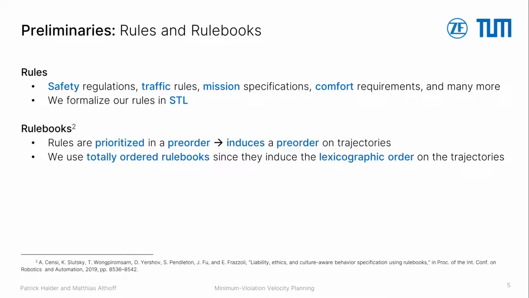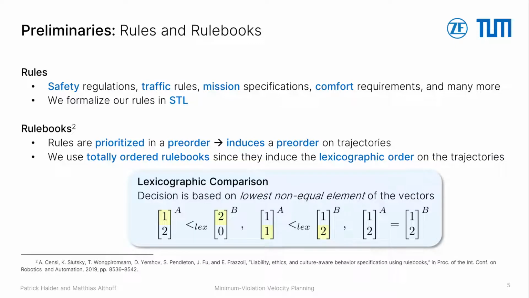In this work, we use totally ordered rulebooks since they induce the lexicographic order on a set of candidate trajectories. As a quick reminder, how does a lexicographic comparison of vectors work? The decision if a vector A is lexicographically smaller than vector B is based on the lowest non-equal element of the vectors. So in the left example here, vector A deviates from vector B on the first level, and thus A is lexicographically smaller than B. In the middle example, the first level entries are equal, but A is smaller on the second level entry than B, and thus A is lexicographically smaller than B. In the right example, the vectors are equal.